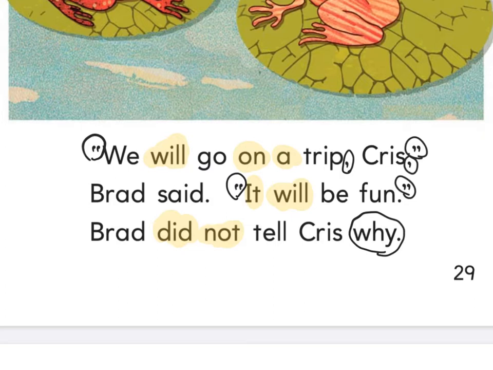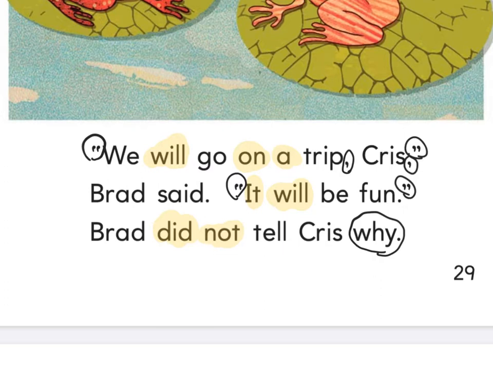This one's a tricky one. It's the word why. It's a question word like why did you color that red? Okay, why? We're going to learn later that when we have a short word, like a 3-letter word like that, the Y at the end of that word always says I. But you don't need to know that yet. We just need to know that that's a tricky word, why. All right, we go trip. Cris, Brad said. Be fun, Brad tell. Cris, and the last word is why.